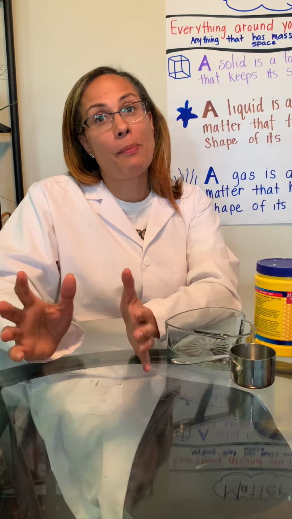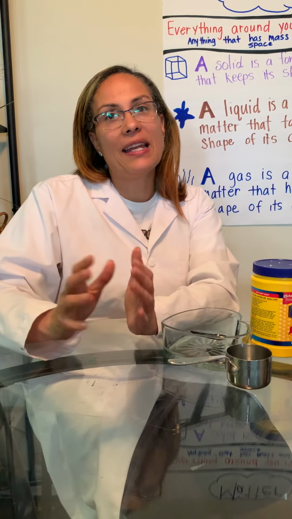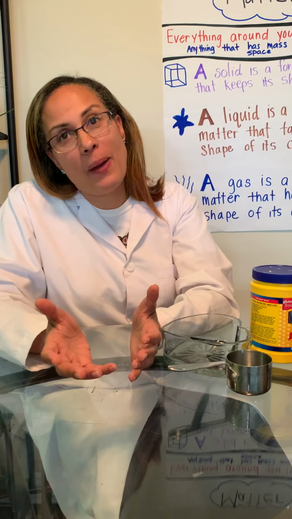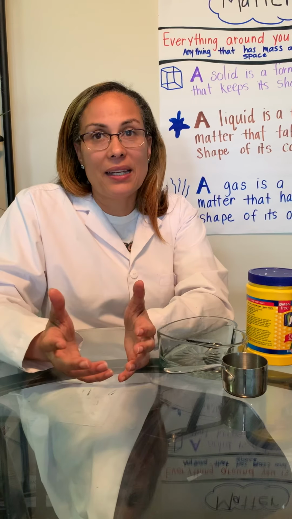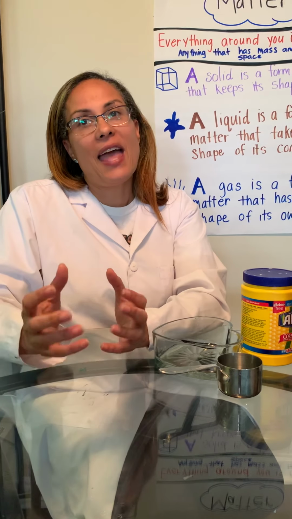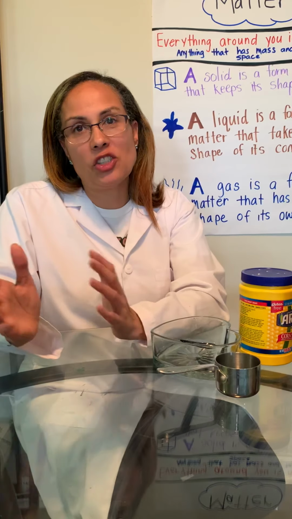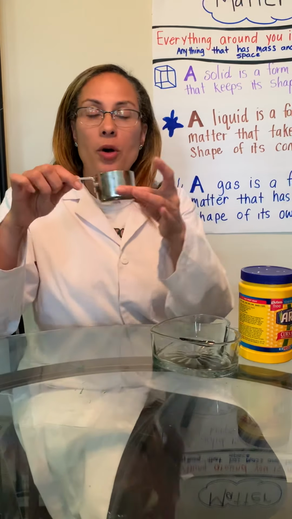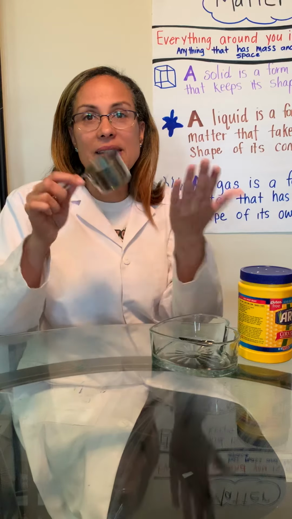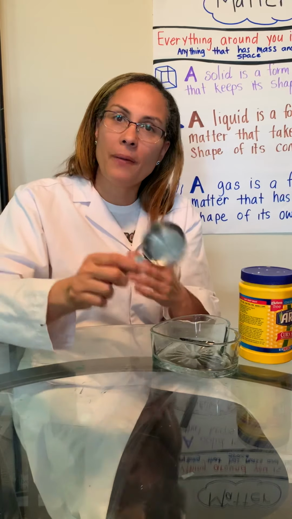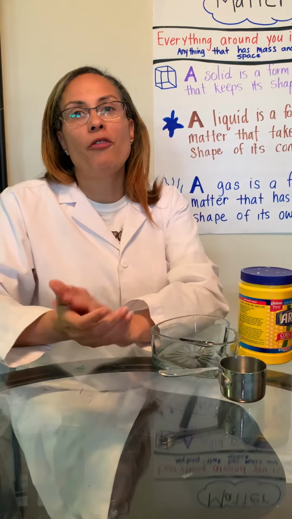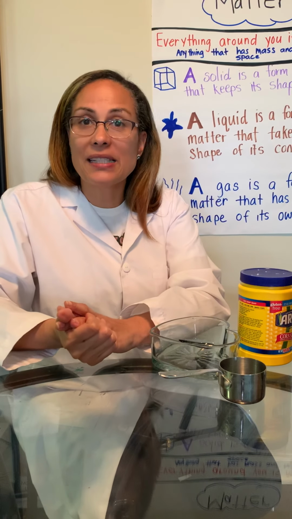Everything around you is matter, and matter is anything that has mass and takes up space. A solid is a form of matter that keeps its shape. So no matter what, it's going to keep its shape. For example, this measuring cup, it's a solid. It keeps its shape. A liquid is a form of matter that takes the shape of the container.